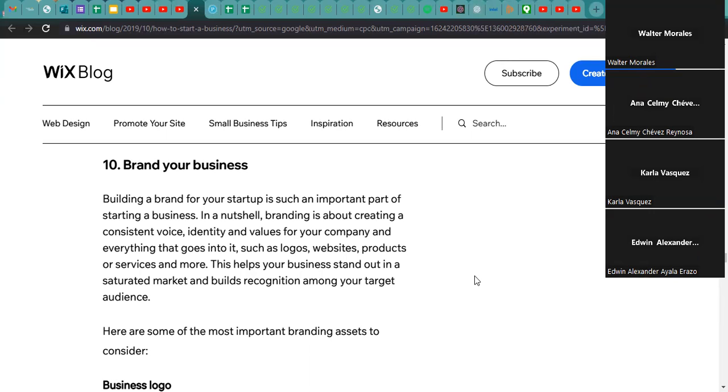Brand your business. Building a brand for your startup is such an important part of starting a business. In a nutshell, branding is about creating a consistent voice, identity, and values for your company and everything that goes into it, such as logos, websites, products, or services, and more. This helps your business stand out in a saturated market, right? Yeah, and build this connection among your target audience.